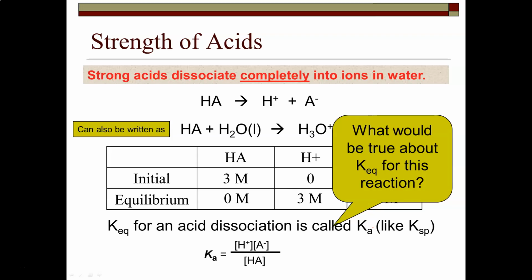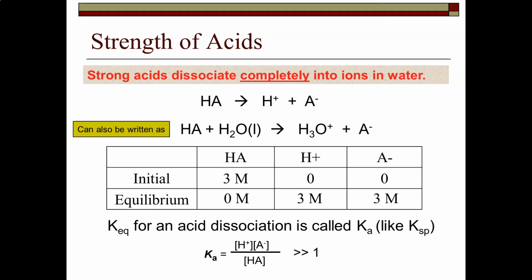And for a reaction like this, you have to think about what would be true for this. This is a reaction that goes completely to the right. So if a reaction lies basically 100% to the right, we know that our Ka value should be really big and way greater than 1. Okay? So that is for a strong acid.